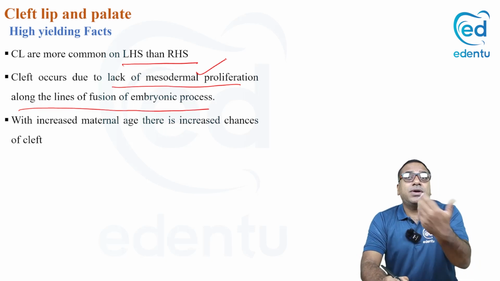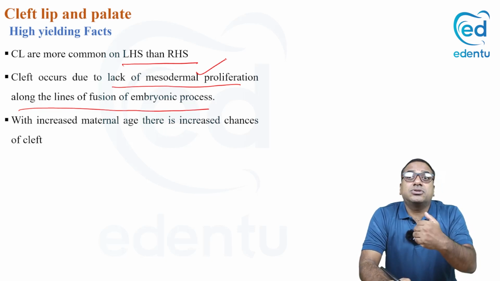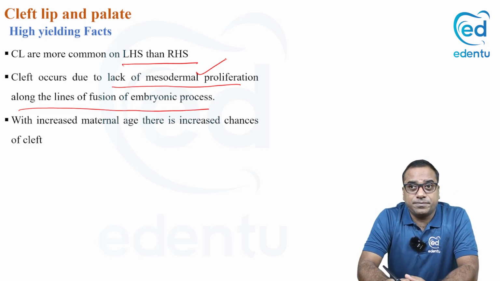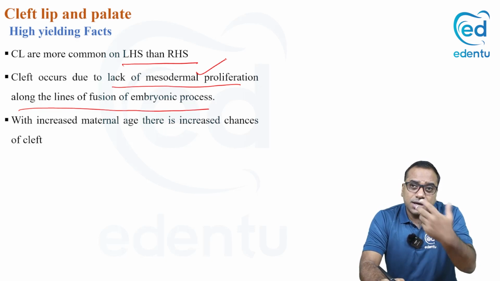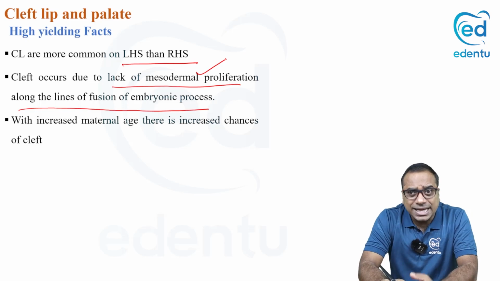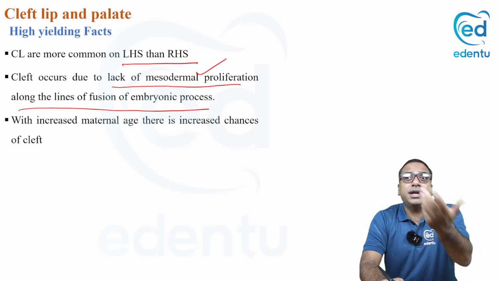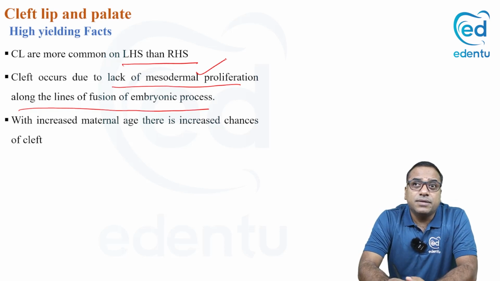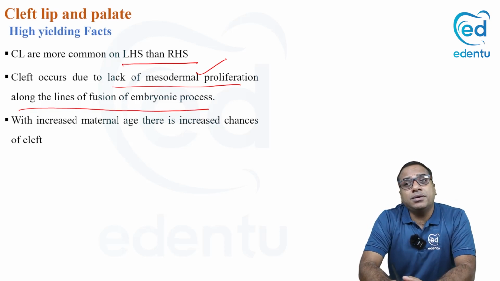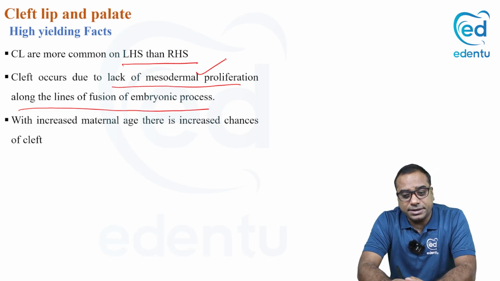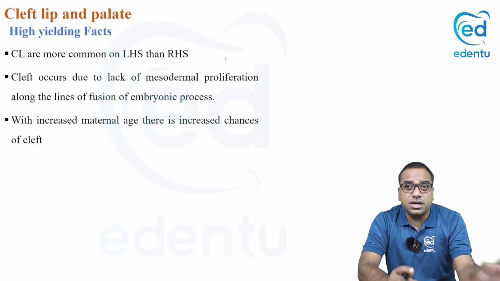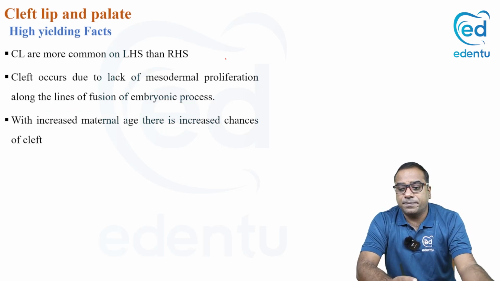And one more reason why cleft lip and palate happens is increase in maternal age, that is the mother's age. If couples are getting married late and having babies late, after 40 to 45 years, then there are more chances of the baby getting cleft lip and palate. Okay, so these are all high yielding facts.